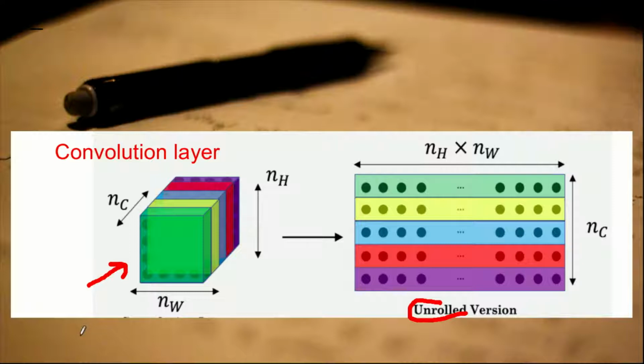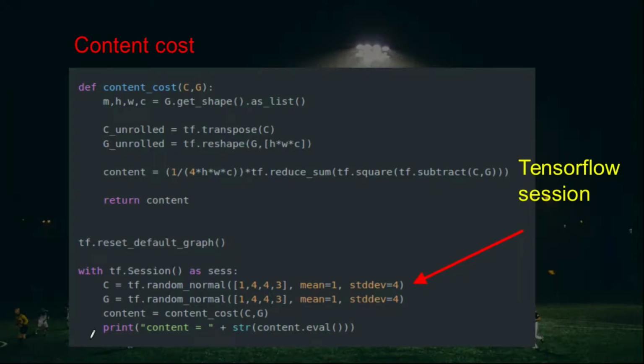So what we are going to do is compute the cost using TensorFlow. First of all, we retrieve dimensions from G, and then we retrieve dimensions from TensorX, and then we unroll AC and AG as explained, and then we compute the cost, and then we run our session. So we have constructed a computational graph, and then we run the session. After that, we are going to compute the style cost.